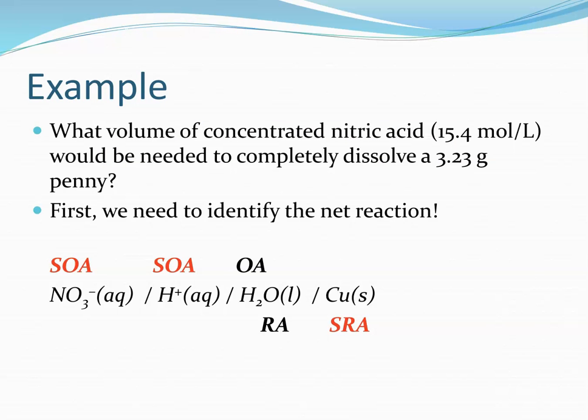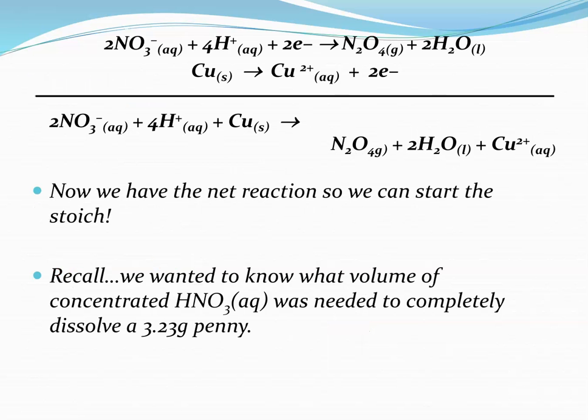Now follow along with the steps for the second example. If you like, pause here and see if you can work ahead, and then play the remainder of the video to check your answer. In this question, the scenario involves dissolving a copper penny in nitric acid. The entities are all identified, and the strongest oxidizing agent and strongest reducing agent are determined. The reduction half reaction for the oxidizing agent is written, and the oxidation half reaction for the reducing agent is written. These two reactions are combined to give the net reaction.